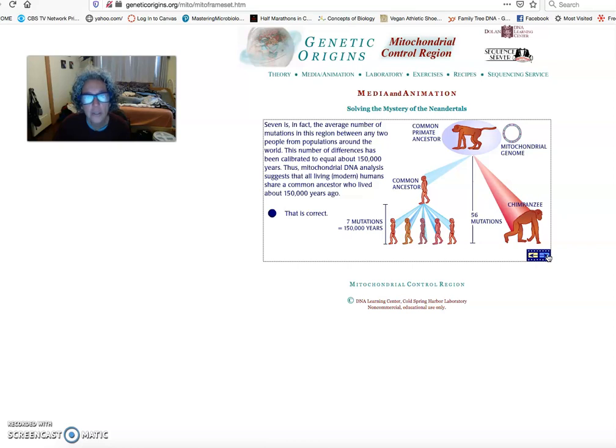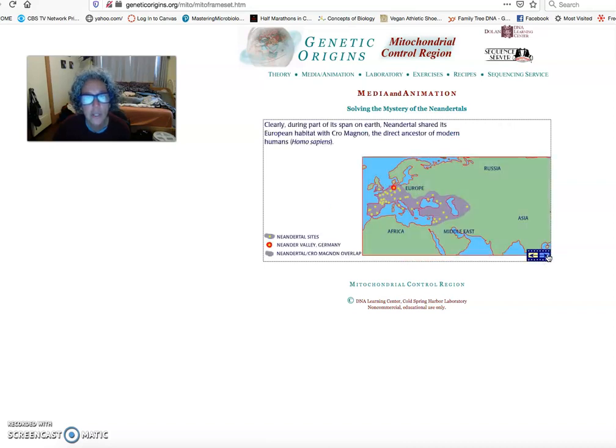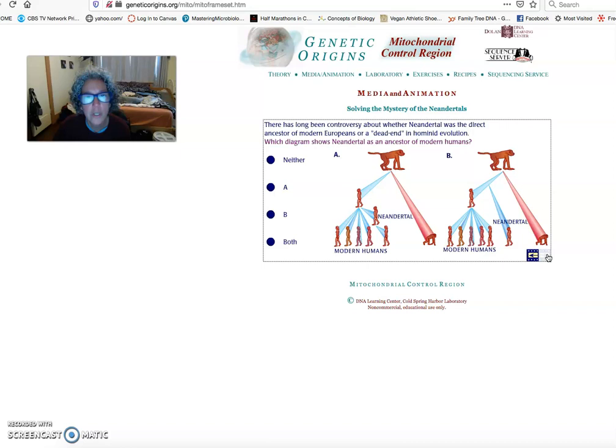So now, 56 between us and the common chimp, and about 150,000 years between our common human ancestor. Talking about Neanderthals, where we overlapped. Now, which diagram shows Neanderthal is an ancestor of modern humans? Well, that's original ape, modern ape, so that's not different. We've got some common ancestor here, but this one shows that we have a Neanderthal split off from everything. So this one keeps the Neanderthal in the group. I'm going to say A.